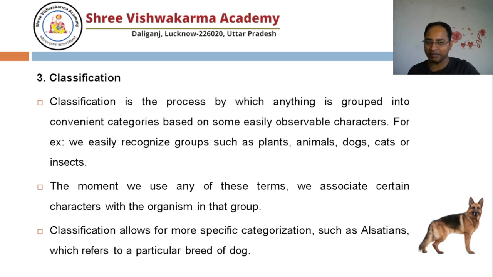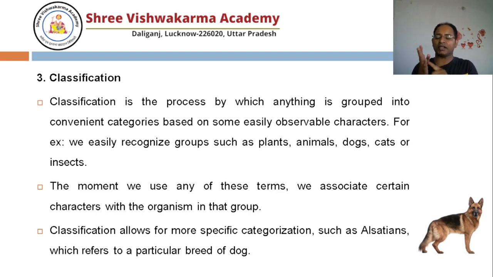Now, you have identified the organism, you have given the name of the organism. Now you can keep it in a certain category. Category may be anything. With that category, many characteristics are associated. Say for example, you can keep it as a plant. You can say that organism is an animal. You can say it is a dog. So once you say dog, that is another category. You know what the different characteristics of the dog are. Cat, insect, and so on. So you can keep it in any category.